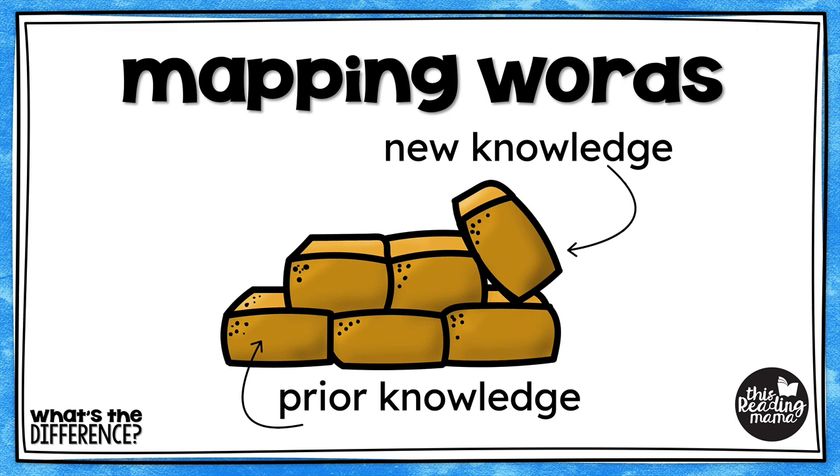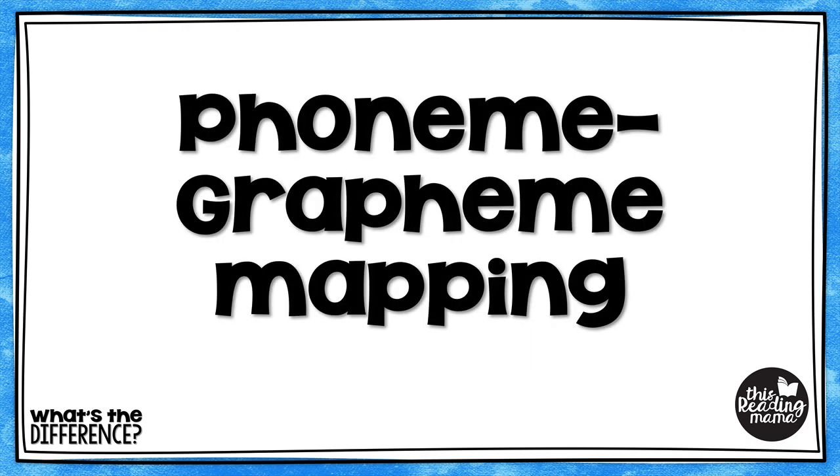So if learners know their letters and they even know some of their letter sounds, we want to build on that knowledge to help them read words. And when we ignore that connection, I believe we're doing a massive disservice for our beginning and our struggling readers. So what should we do instead? And I would say mapping words. One great way to do it is with phoneme grapheme mapping.